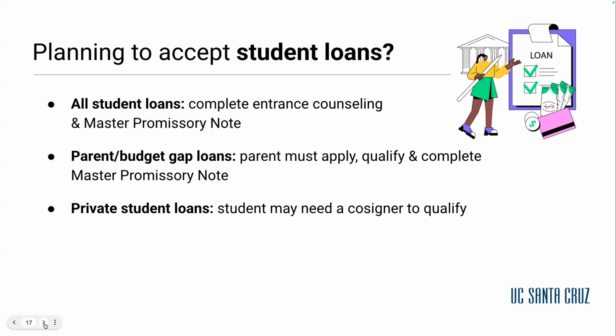If you are accepting a parent or budget gap loan, the acceptance is just the first step. After that, your parent must apply for the loan and they have to qualify and also complete a master promissory note. So make sure if you're accepting that type of loan, you let your parent know what they need to do too. If you're receiving money from private student loans, you may need a co-signer to qualify for these.